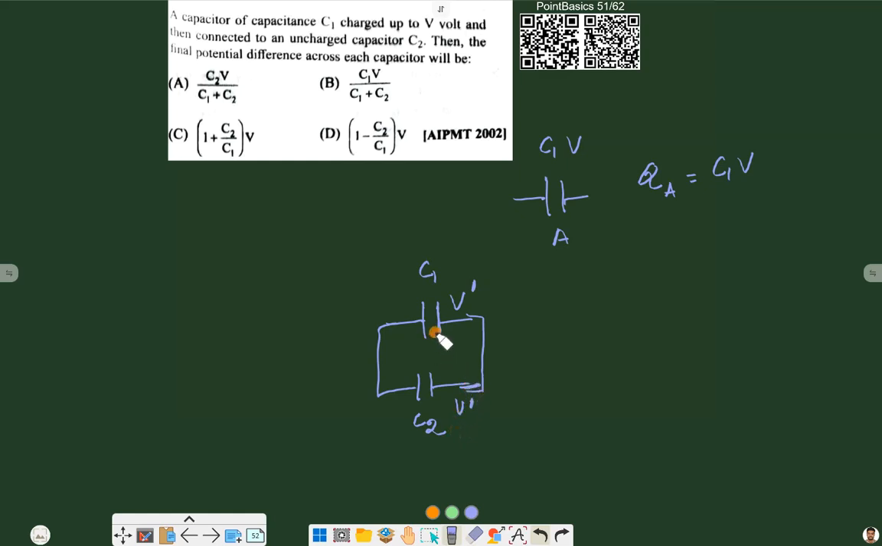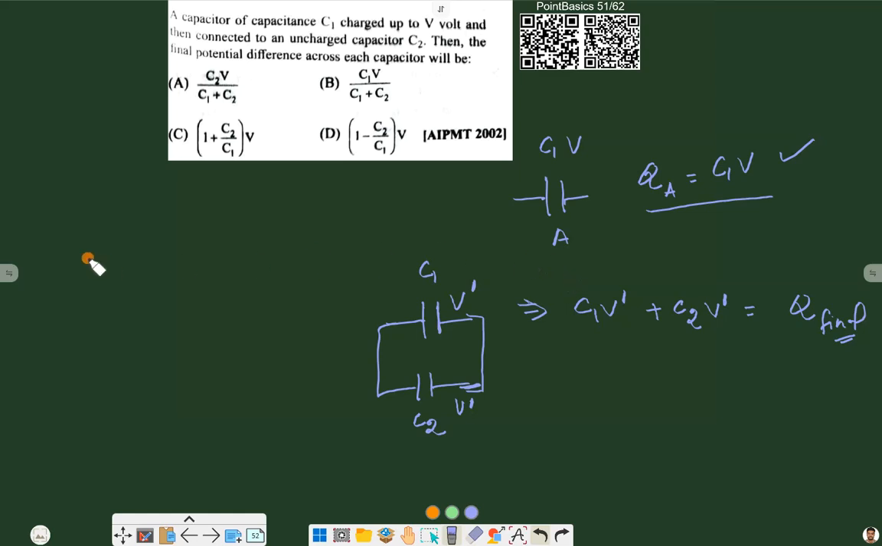So now we can say that after the battery is disconnected, the initial charge was this one, and finally what will be our final charge on this capacitor? We will have C1 V dash charge, and on this capacitor we will have C2 V dash charge. So this is Q final, and we know that charge is conserved if the battery is disconnected. If the battery is connected, then potential remains the same, and if the battery is disconnected, total charge, initial and final charge, remains the same. This is our initial charge and this is our final charge.